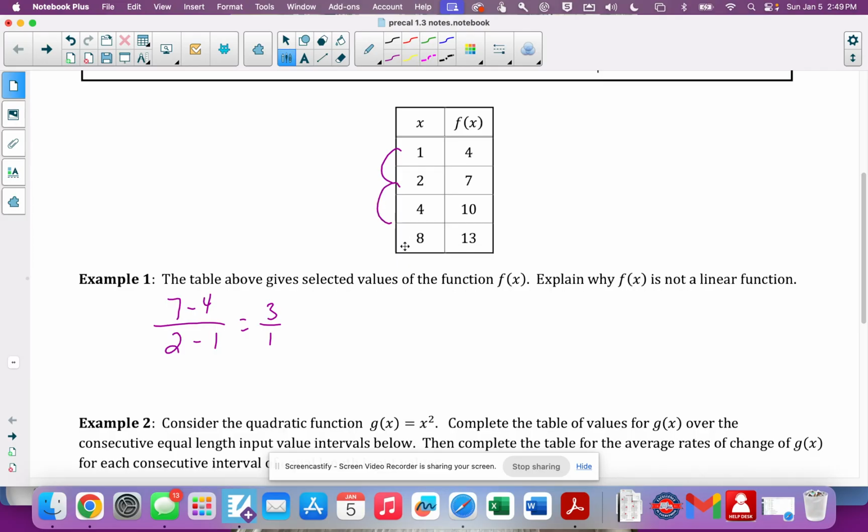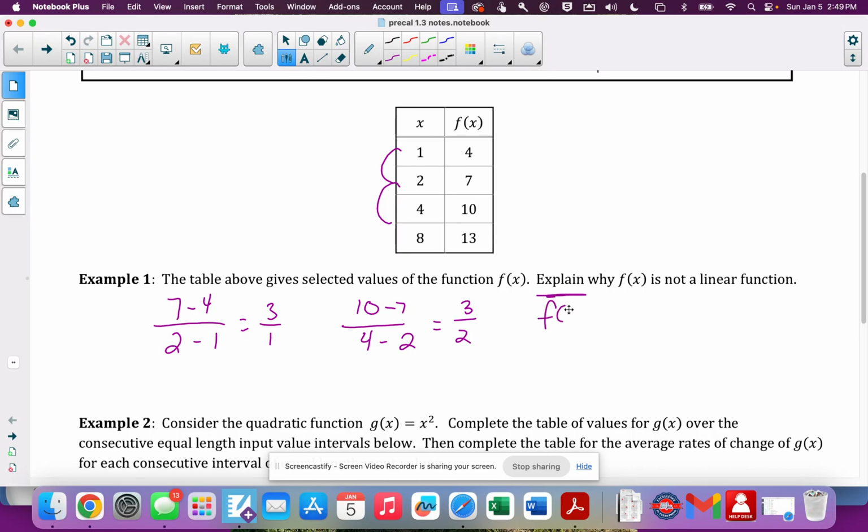So let's try the next two. So again, second y minus the first y, second x minus the first x, and that's going to be 3 over 2. And we can actually just stop right now, okay? Because we've already shown that you're not going to get the same rate of change. So in words, that was the thing I've been talking about, explaining in words.